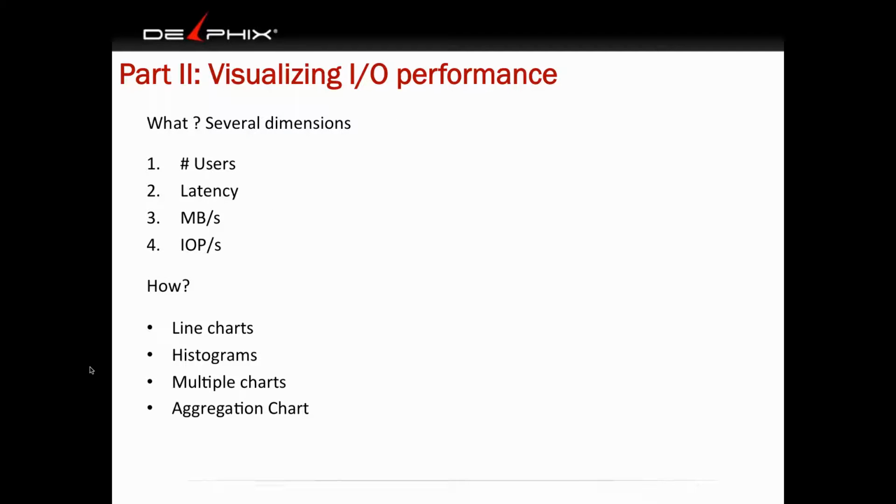So the second part of this presentation is how do we create a representative benchmark and how do we visualize it? When we're going to create a test, what are we going to look at for performance data? I want to look at the number of users, latency, megabytes per second, IOPS, and how are we going to represent it? Line charts, histograms, multiple charts, how do we do it?